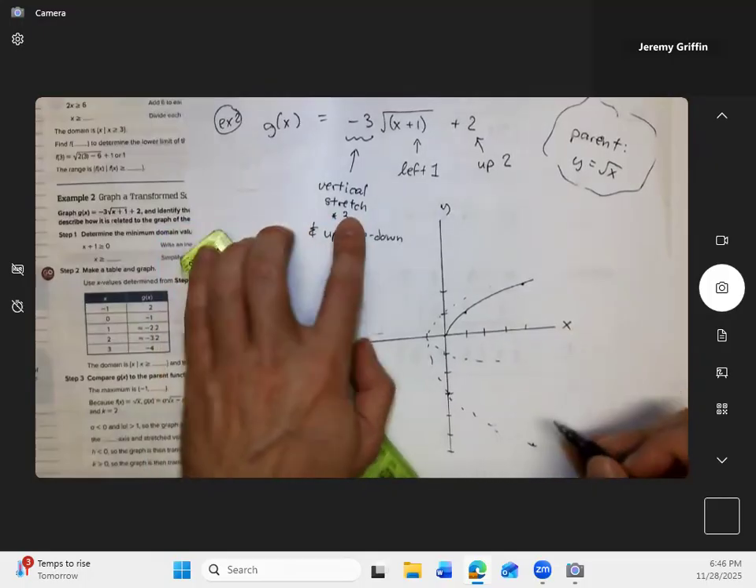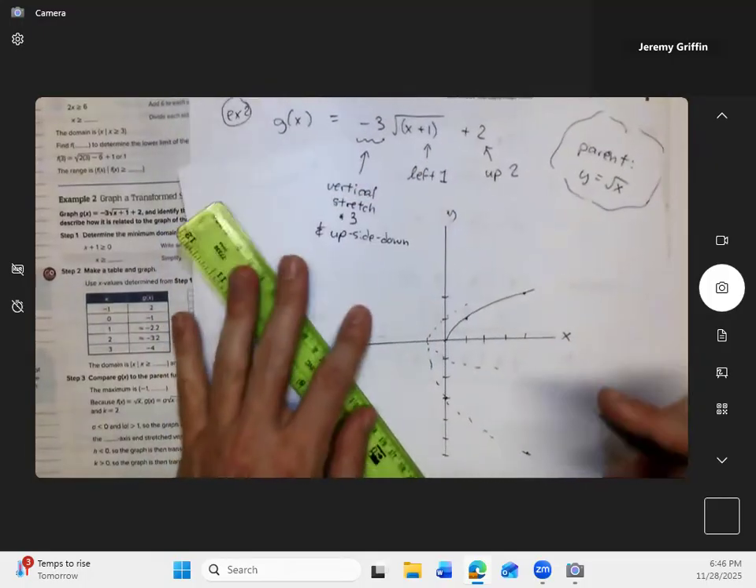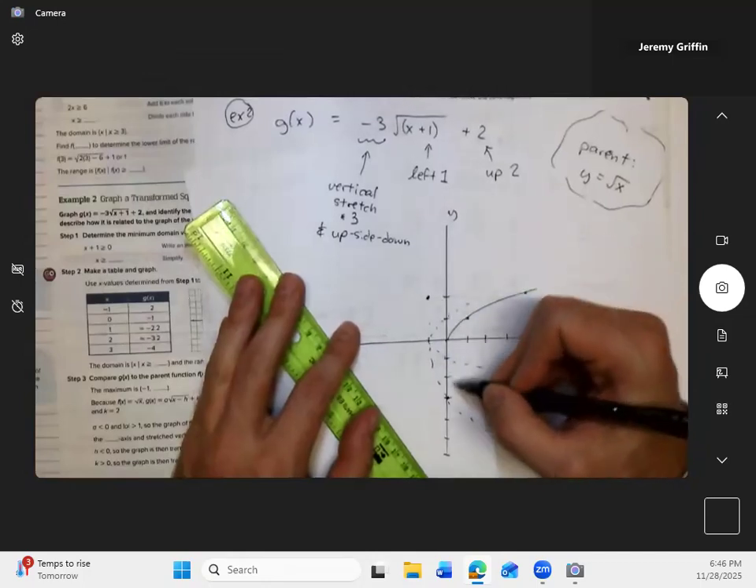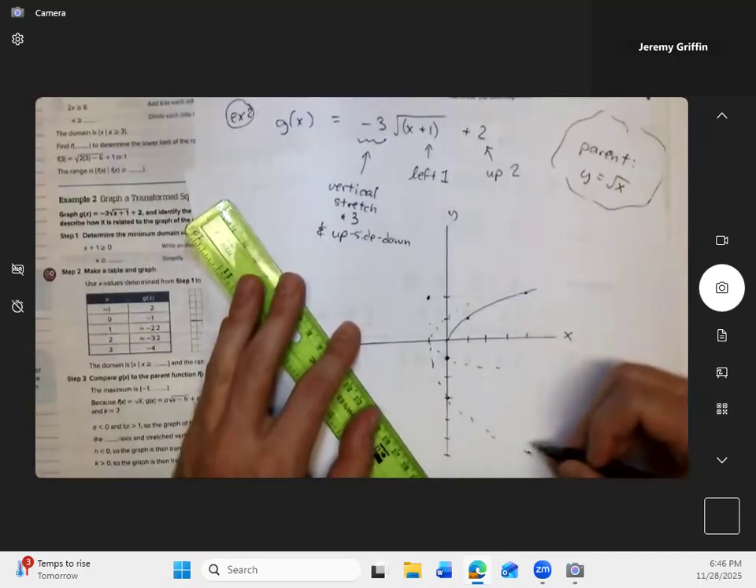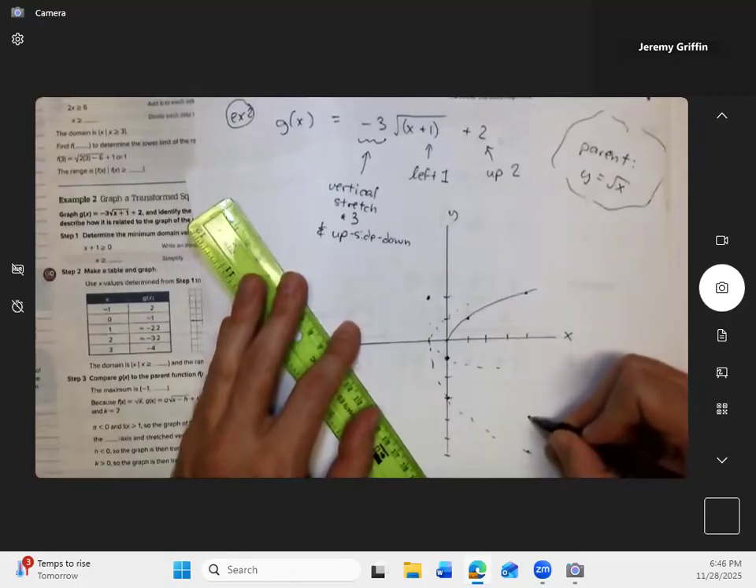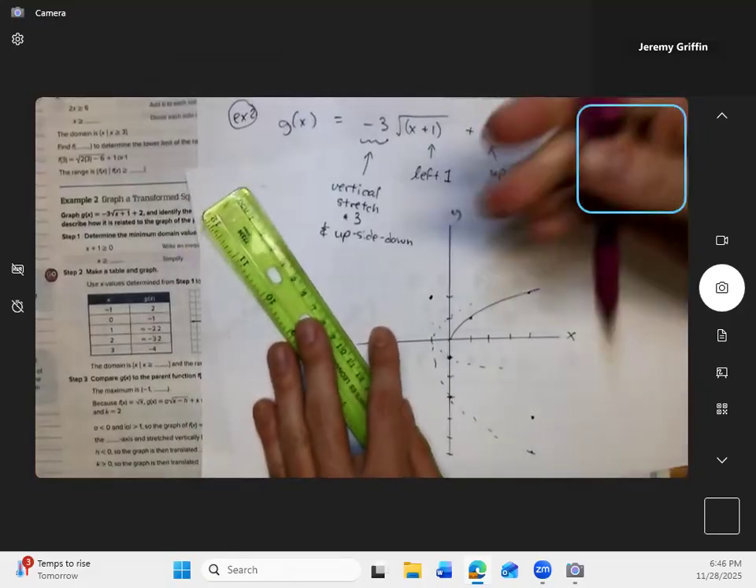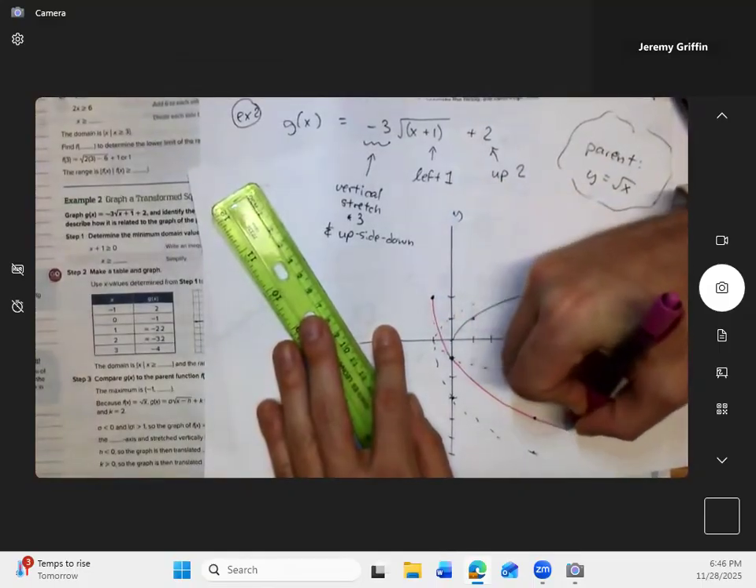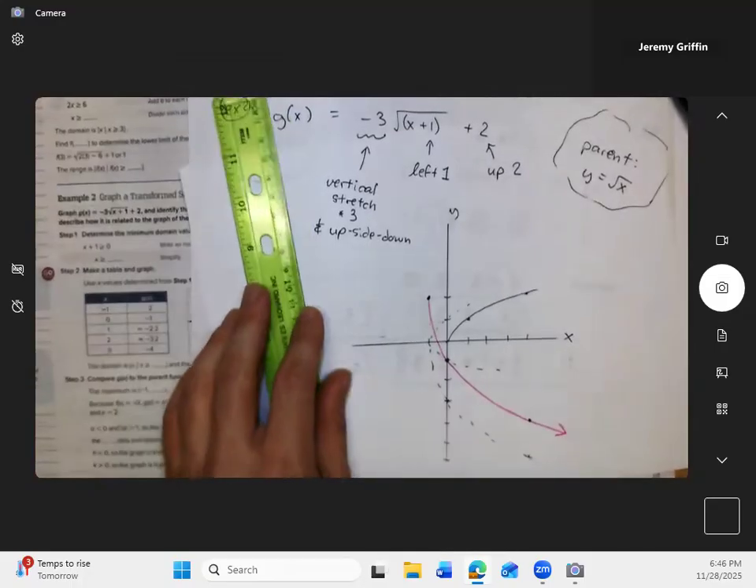But one more transformation, which is you shift the whole thing up 2. So then from there, go up 2. It's that point there. This point was here. Now there. This point was here. Now there. Right here. And I'll put this in pink because pretty sure it should look just like that. Now it'll go down to the right forever.